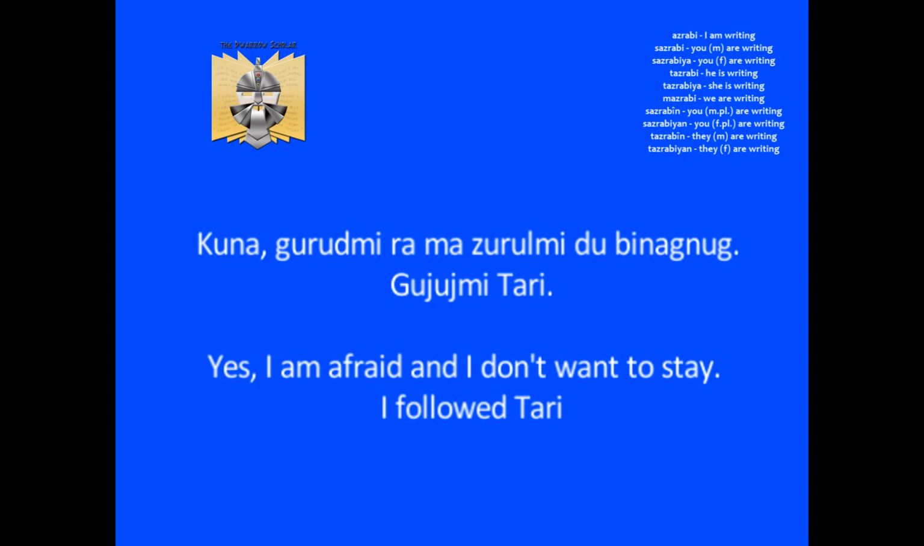Gurudmi, I'm afraid. Zurulmi, I want. Gujujmi, I followed. And note that we have already seen imperfect forms of all of these verbs. Remember, sagradia, azrali, agjiji. Also, the start of this line shows us an example of when we use kuna to indicate yes.